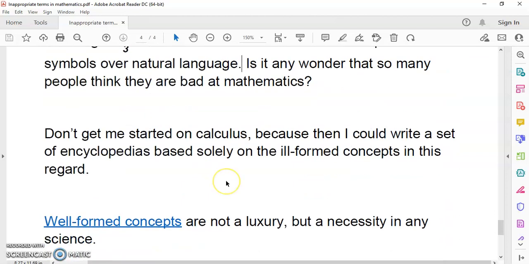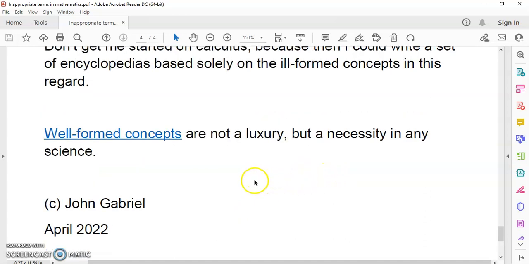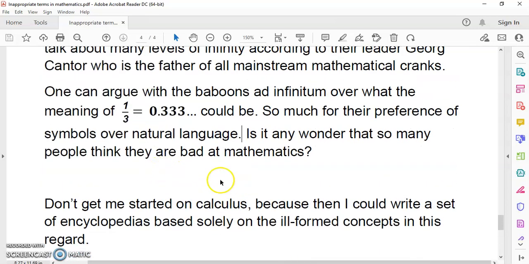Now, don't get me started on calculus, because then I could write a set of encyclopedias and not just a simple little article like this based on ill-formed concepts that are used in mainstream mathematics. Well-formed concepts, which has a link here, which I suggest you study, are not a luxury, but a necessity in any science. Okay, they are needed. You can't do without them. If you leave them out, you will not understand what you're doing.